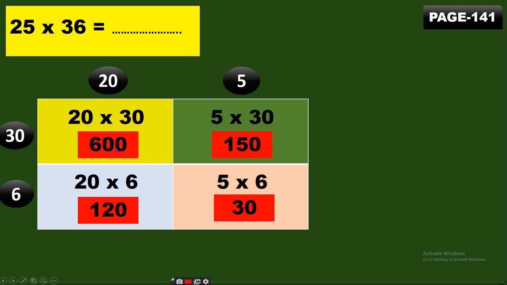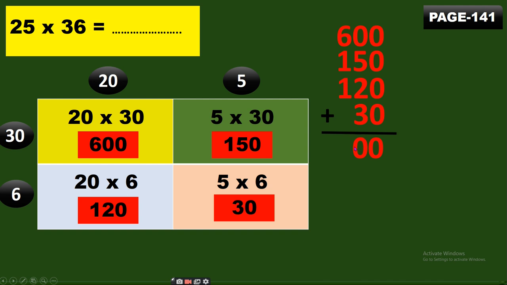Plus karenge, 600 plus 150 plus 120 plus 30. 0 0 0 0, 5 2 3 3 plus 2, 5, and 5 plus 5, 10, so 0, carry forward 1, 1 plus 6, 7, 8, and 9, so our answer is 900.